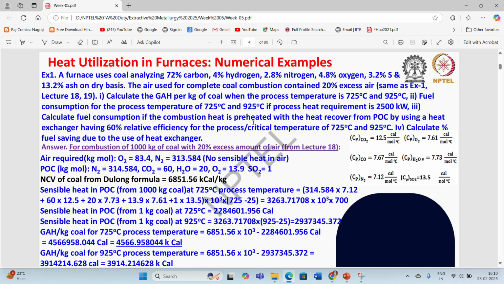So now we want to calculate the gross available heat for per kg of coal combustion when the process temperature is around 725 degrees Celsius and 925 degrees Celsius. Then we have to calculate the fuel consumption for the process for these particular temperature ranges. If process heat requirement is given at around 2500 kilowatt, then calculate fuel consumption if the combustion air is preheated with the heat recovered from POC by using a heat exchanger having 60% relative efficiency for the process.